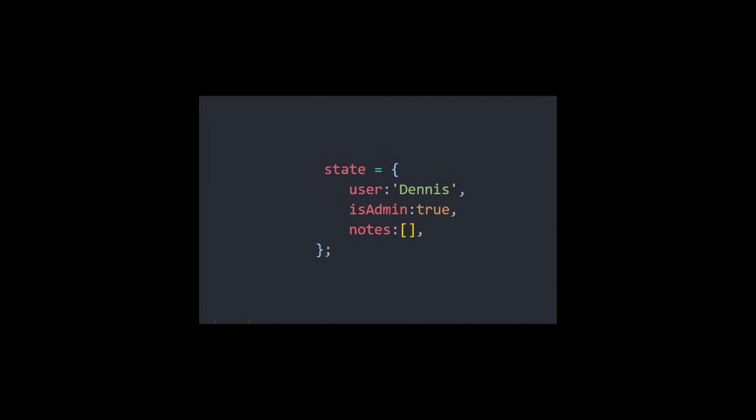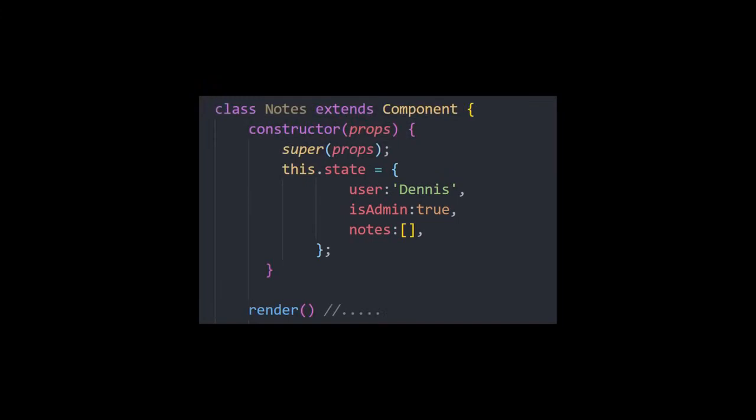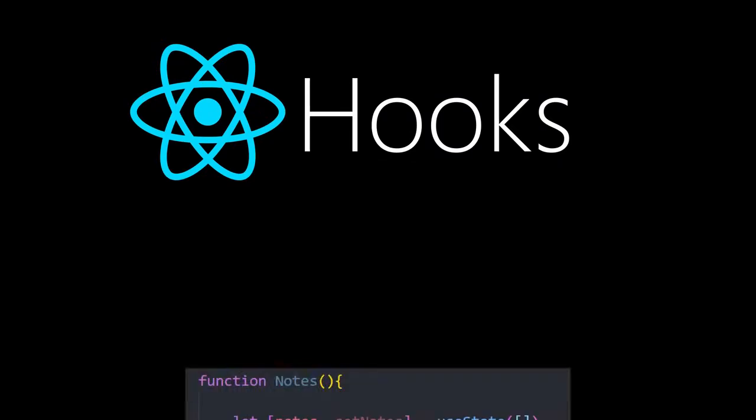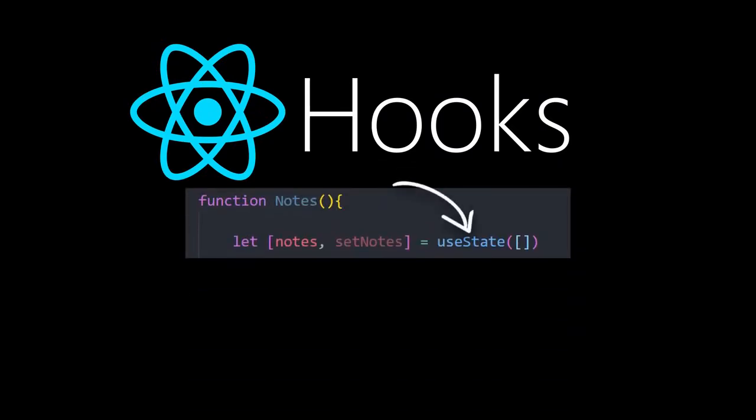State. State is simply a JavaScript object used to represent information in or about a particular component. Traditionally, we use class-based components to set our state and its values, but more modernly, we use React hooks like useState to create a component state.